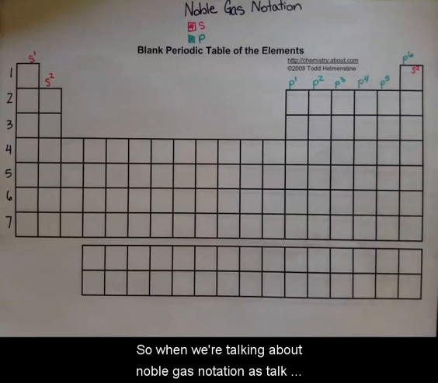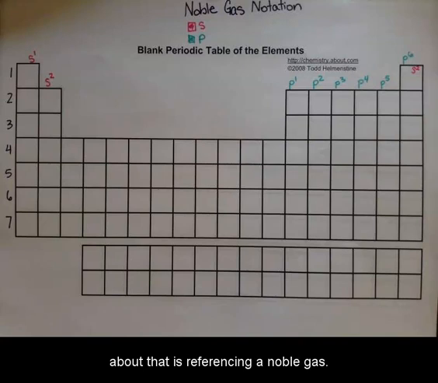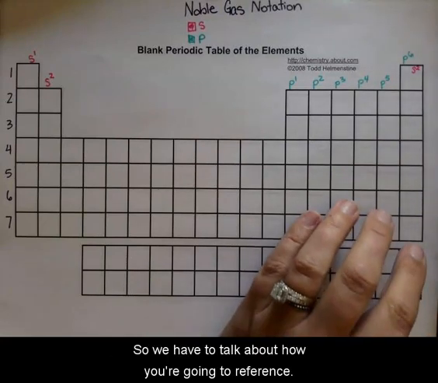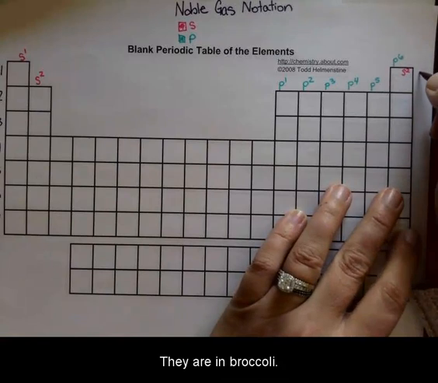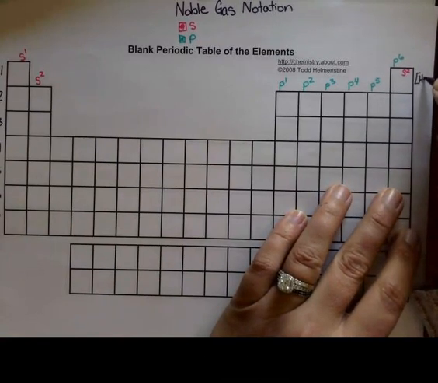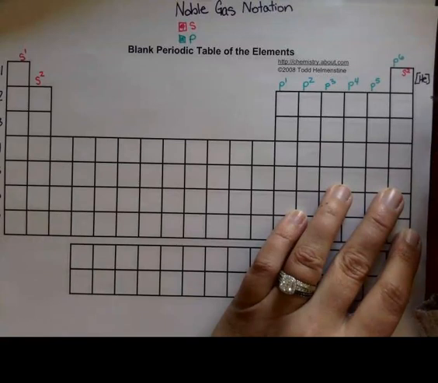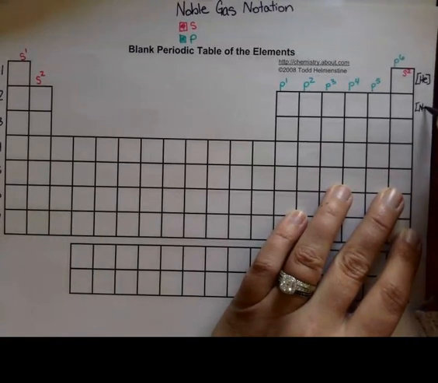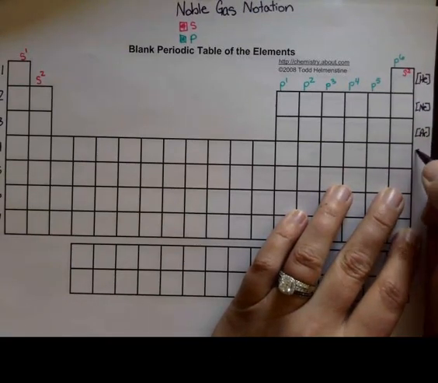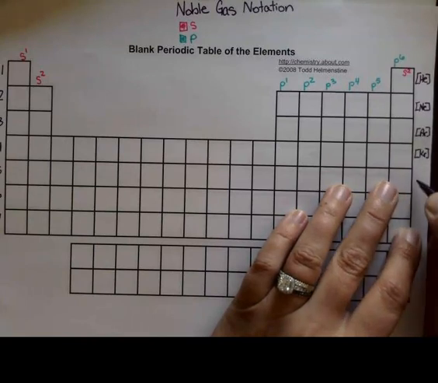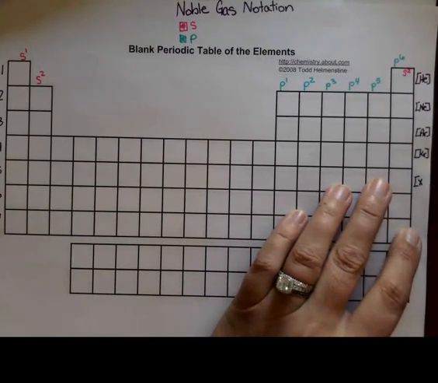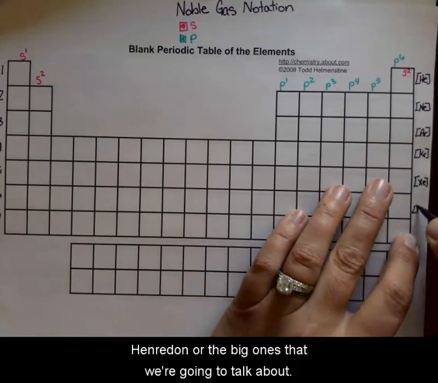So when we're talking about noble gas notation, as mentioned, that is referencing a noble gas. So we have to talk about how you're going to reference those. They are in brackets. So helium, neon, argon, krypton, xenon, and radon are the big ones that we're going to talk about.